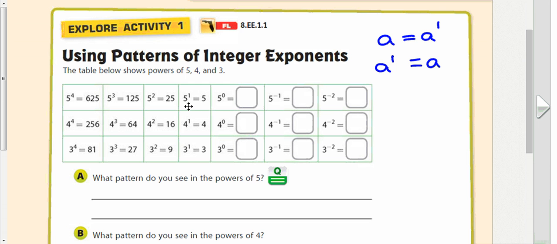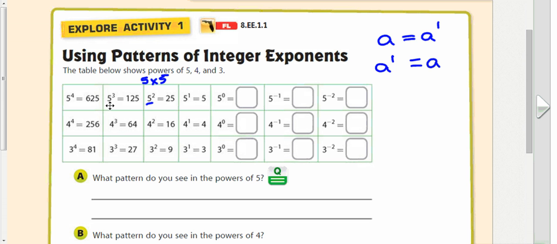If I go from 5 to the first, and they told me that 5 to the second is 25, well, how do I end up with that? Well, 5 times 5 is 25. So when I see 5 to the second, it's telling me that I'm multiplying 5 twice. So really, the most simple way to explain that is that anytime you see an exponent, it's telling you how many times to multiply the base. So 5 to the second would be 5 times 5.